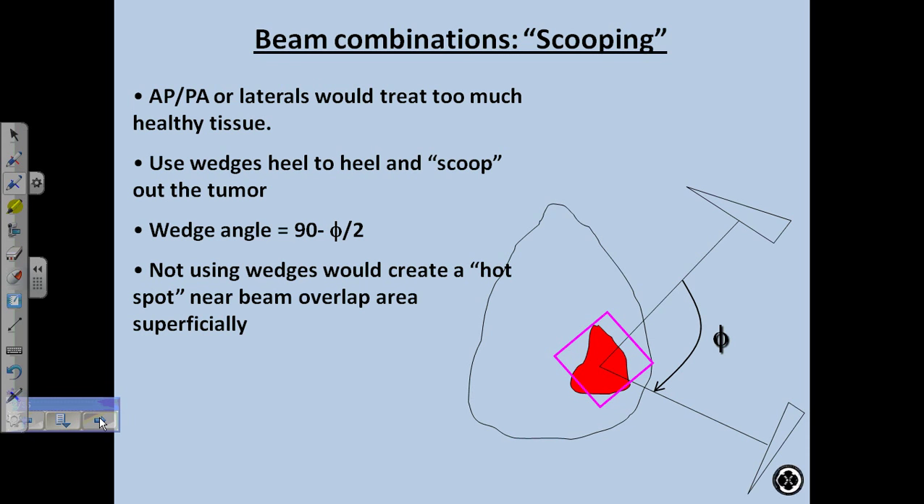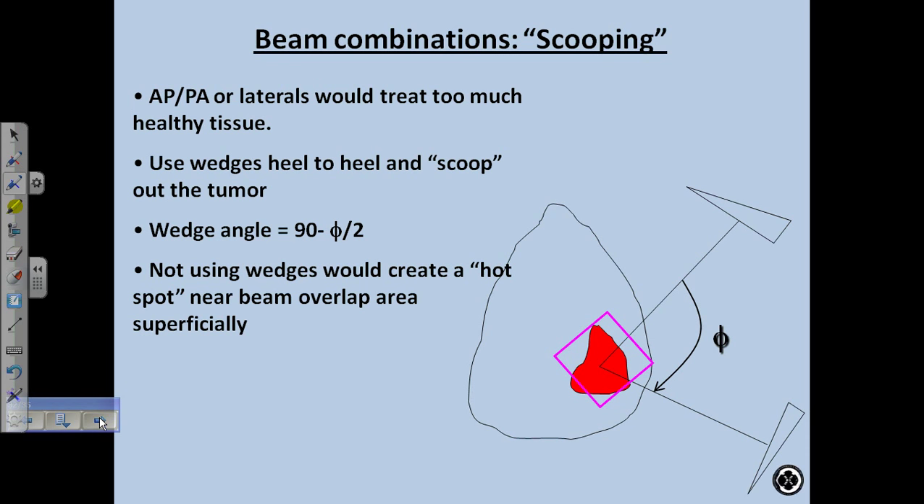Now, combinations of wedges. This is just an example of how you treat a tumor. This is a slice out of the neck in a head and neck patient. This tumor is close to the surface, and we could treat bilateral. We can come this way and this way. I mean, not bilateral, but opposed. Usually the word bilateral means that the tumor's on both sides.